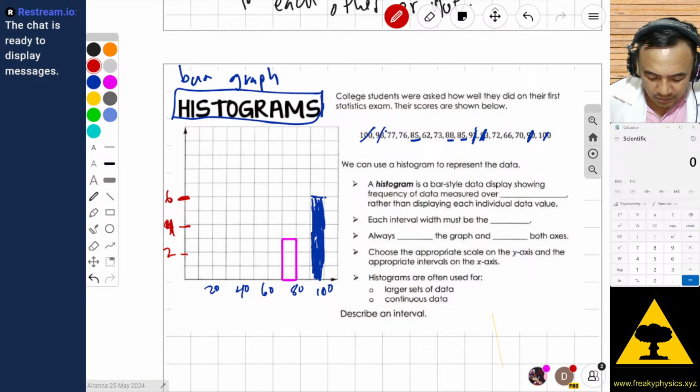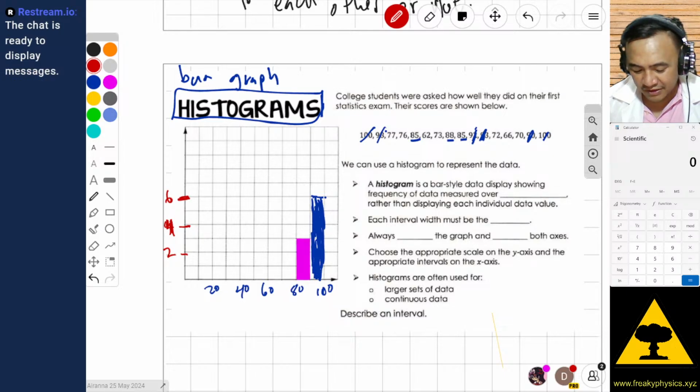Okay, good try, but it's in the wrong spot. Oh, you move it over to the right of the line. To the right of 80. There we go. Yeah, like that. All right.